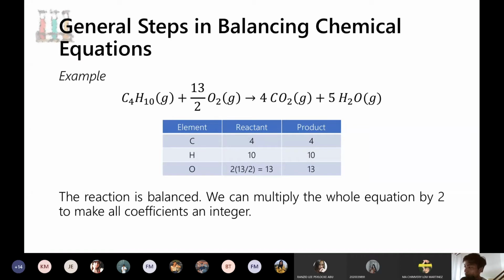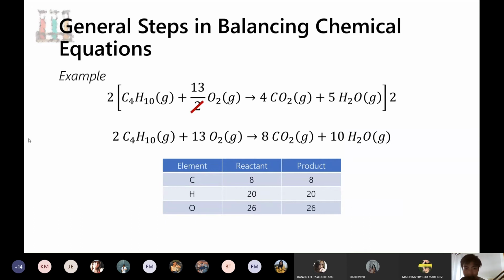So, ano yung susunod natin? So, for example, you don't want fractions. Sabi ng problem, express the integer coefficient. So, ano lang gagawin mo? If you want to remove the fraction in your equation, you have to multiply it by the denominator. Okay? So, para mag-cancel yung fraction, multiply mo lang yan lahat sa 2. So, you will end up with another balanced equation.